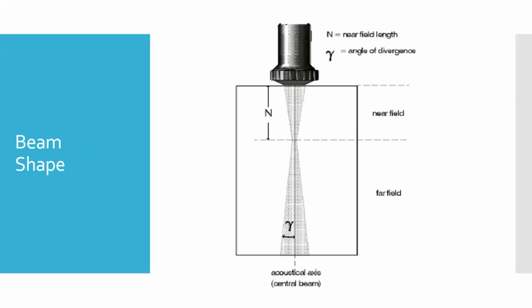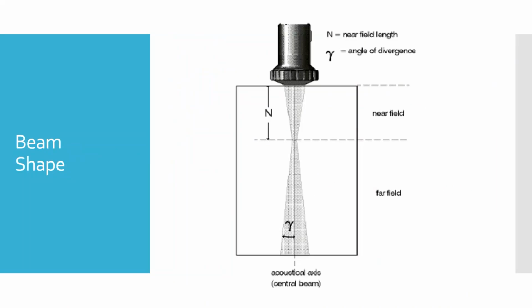So the sound is focused together. It's designed to come together at the transition from near field to far field, but then it's going to continue to spread out at that same angle. And so we get gamma, the angle of divergence.